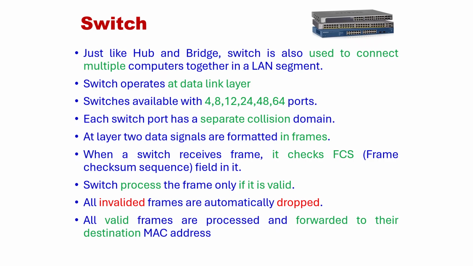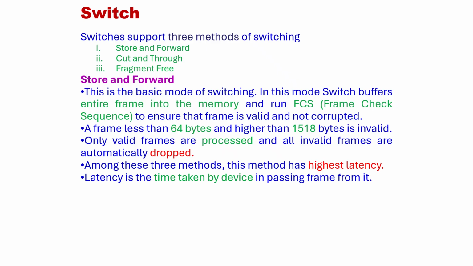At layer 2, data signals are formatted or forwarded in frames. When a switch receives a frame, it checks the frame check sequence field in it. The switch processes the frame only if it is valid. Any invalid frames are automatically dropped. All valid frames are processed and forwarded to their destination MAC addresses. There are three different types of switching.